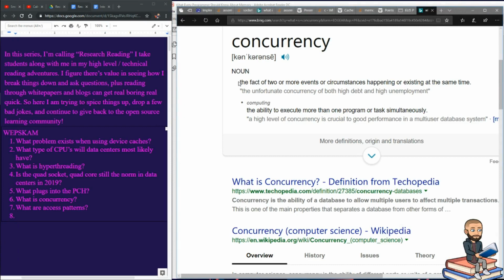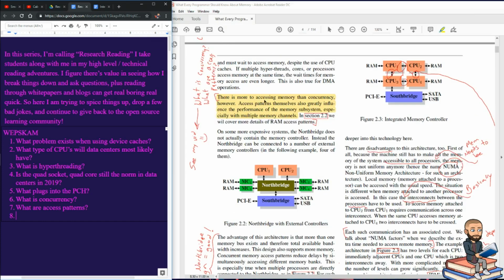I mean, the regular English definition is actually pretty good: the fact of 2 or more events or circumstances happening at the same time. If you want the computing one, then here it is: the ability to execute more than one program or task simultaneously. So what were they saying about concurrency?